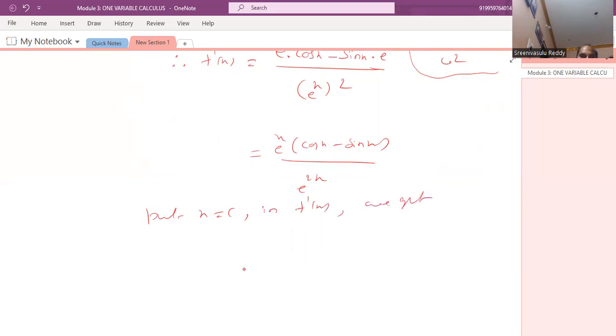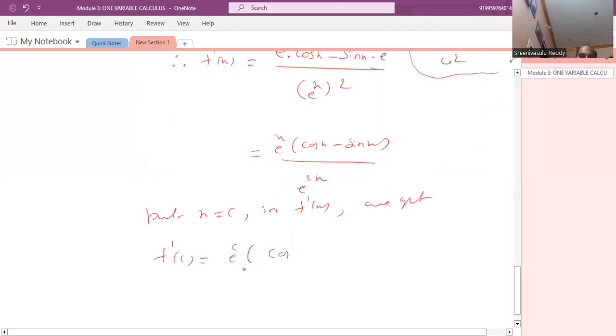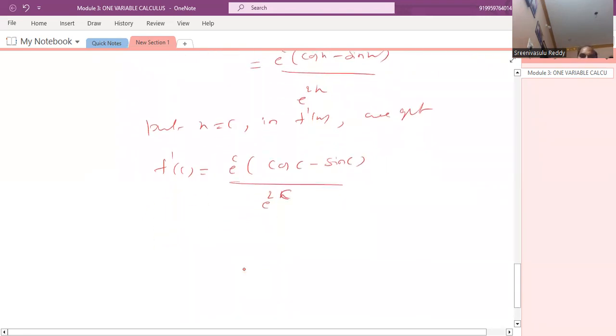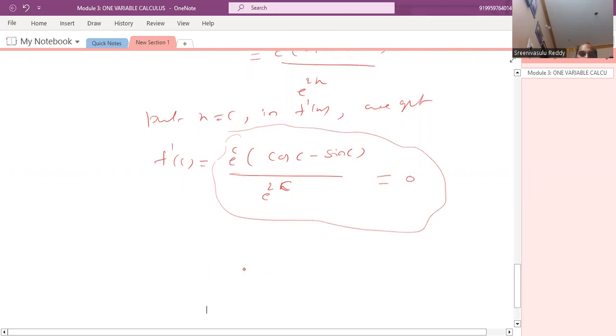Then we get f dash c equal to e power c into cos c minus sin c by e power 2c. But we know this value equal to 0, because as per Rolle's theorem, the point c exists between 0 to pi such that its derivative equal to 0. Using this, you simplify the expression and find the c value.